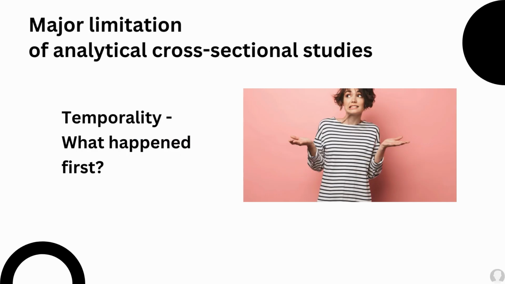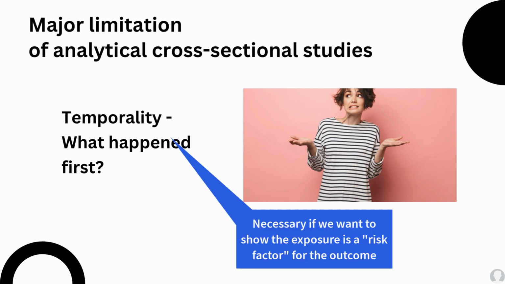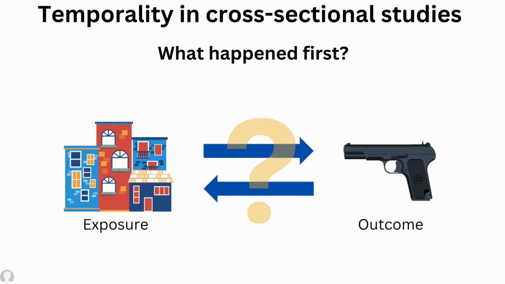A major limitation of analytic cross-sectional studies is temporality. Temporality means timing, and in the context of epidemiological studies, temporality refers to the issue of whether we can be sure that the exposure happened before the outcome. Being able to do so is necessary if we are going to say that the exposure is a risk factor for the outcome. For example, if a dangerous neighborhood is the exposure and owning a gun is the outcome, did living in a dangerous neighborhood lead someone to owning a gun? Or is it possible that someone owned a gun before they lived in an unsafe neighborhood?